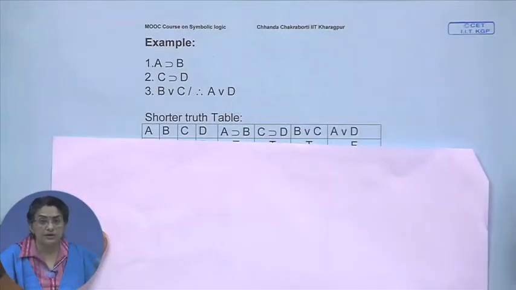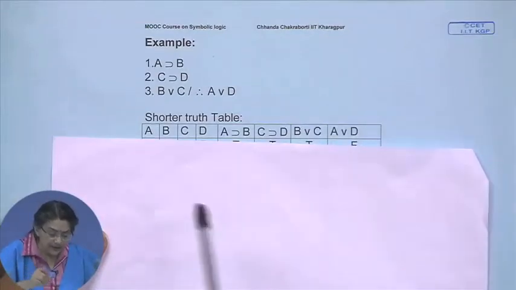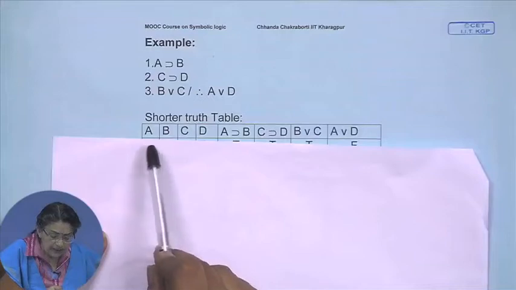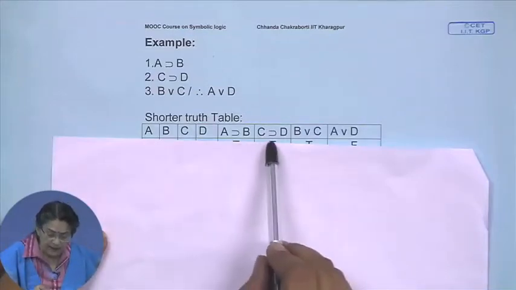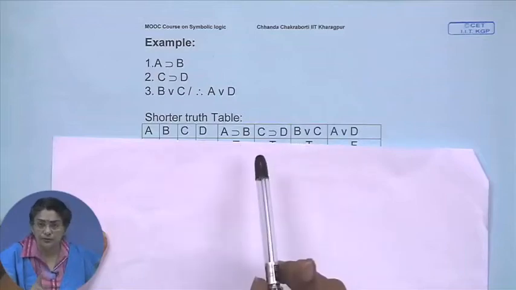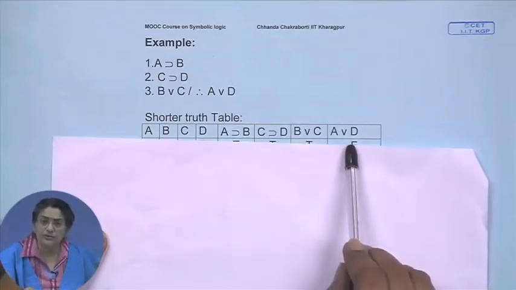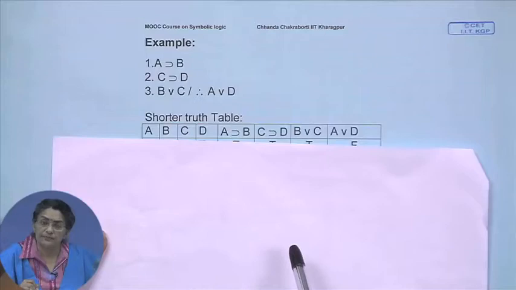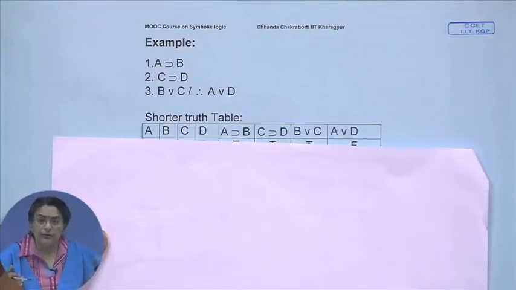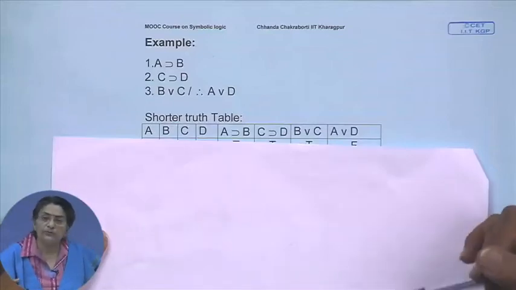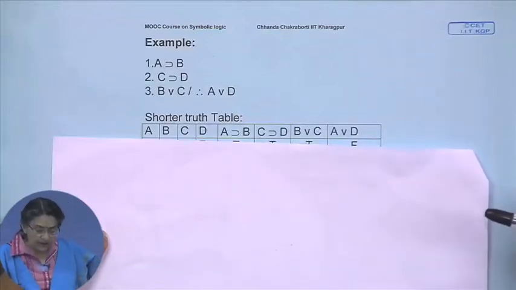But what is the objective? The objective is to assign truth values to A, B, C, D in such a way that each of the premises turns out to be true, and A wedge D comes out to be false. Get me? So, if that is the case, then we are going to figure out what values we are going to use. So, let us start.